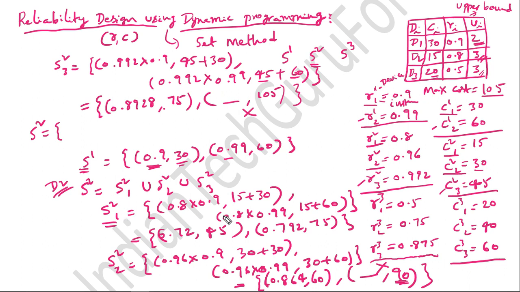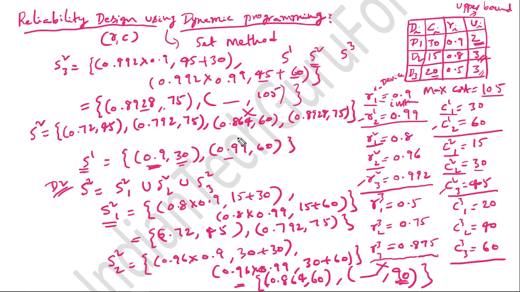Okay. So now the consolidated S power 2 will be: S power 2 suffix 1, so these values 0.72 comma 45, 0.792 comma 75, and S power 2 suffix 2, this value 0.864 comma 60, and this value 0.8928 comma 75. So these are the resultant tuples for S power 2.